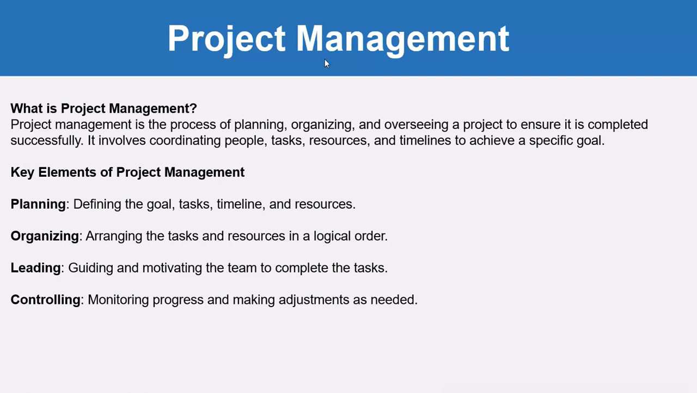The key elements of project management are: first, planning, which means defining the goals, objectives, tasks, timelines, and resources for a project. Then organizing, which means arranging those tasks and resources in a logical order to achieve the objective. Then leading means guiding and motivating the team to complete the task on time and successfully. And controlling means monitoring the progress and making adjustments wherever required.